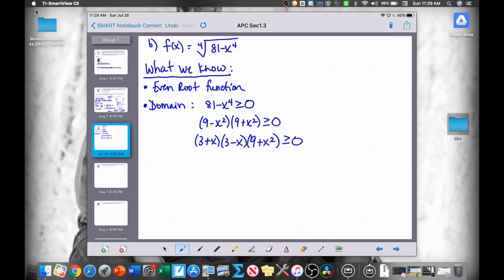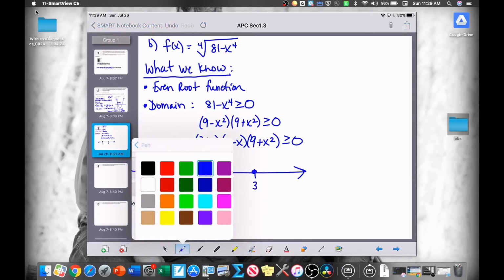Okay, so now this is the scenario that we're trying to work with here, and we have to figure out what x values work for our domain. So the next thing we're going to do is make a sign chart. The value that would make our first factor 0 would be negative 3. And the value that would make our second factor 0 would be positive 3.